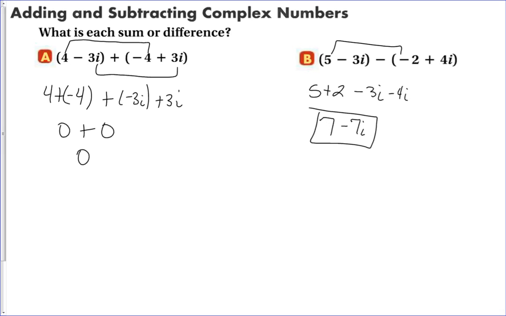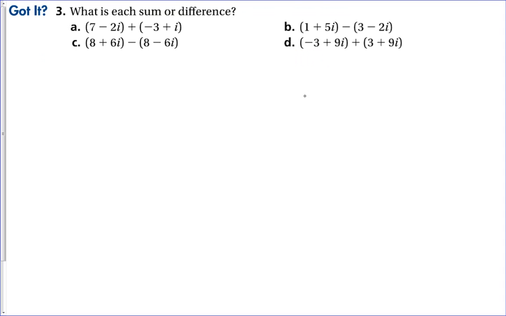Now, we have to leave it like that. We can't add 7 to 7i and say it's 0. We can't do that. We have to leave them separated. Just like if these were x's, you couldn't add this 5 or 2 to the 3 or the 4. You just can't do it. So you add the imaginary parts, you add the real parts, and you have to leave it at that. So try these. What is the sum or difference?